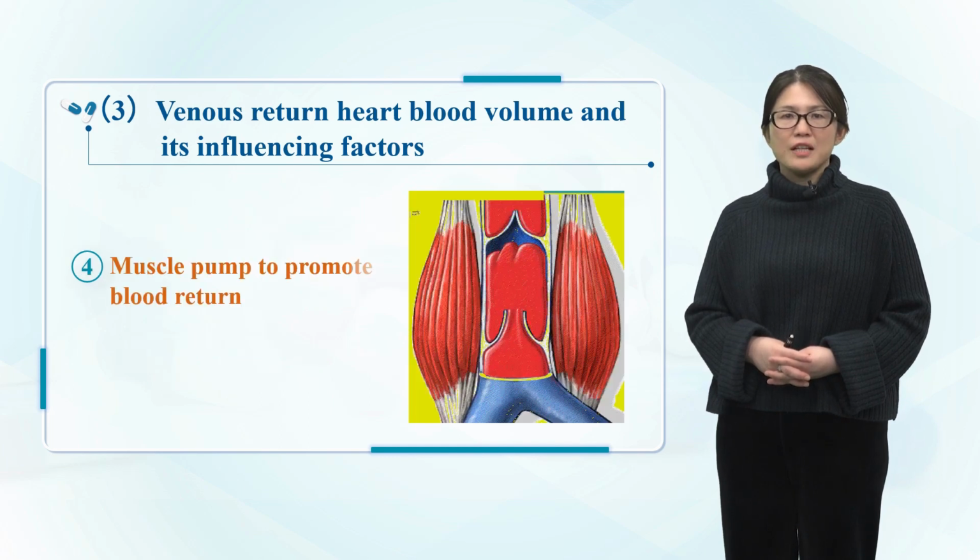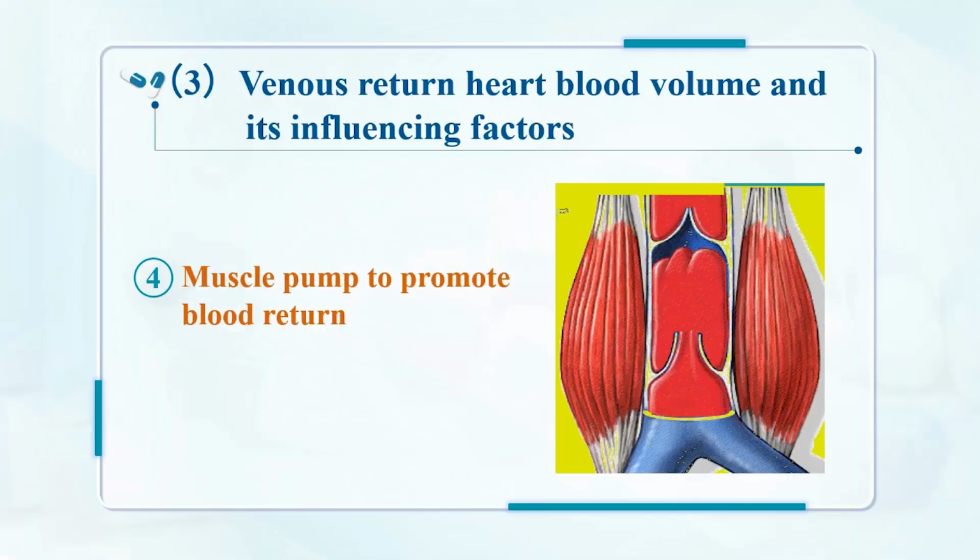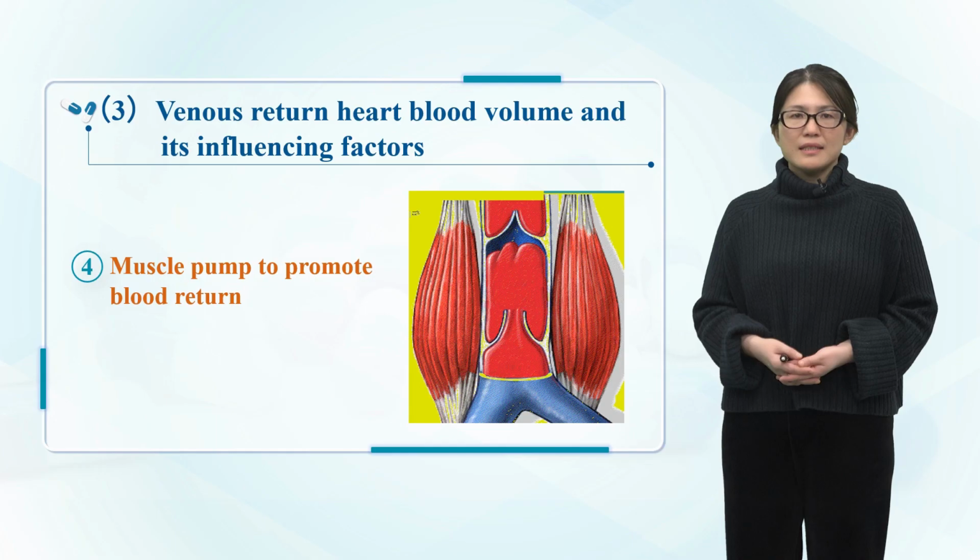The mean systemic filling pressure: the higher the filling degree in the vascular system, the more the venous return blood volume. When skeletal muscle contracts, it can squeeze the veins in and between the muscles, thus accelerating the venous return.